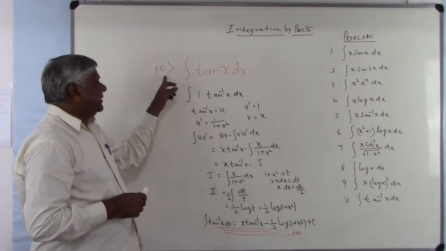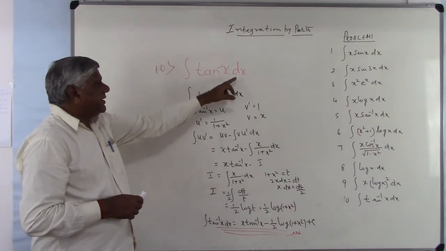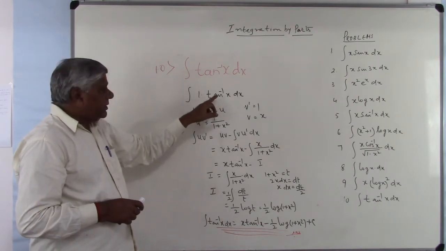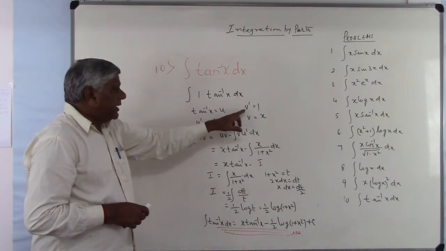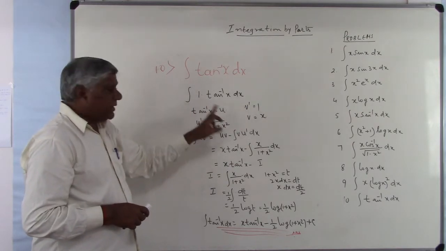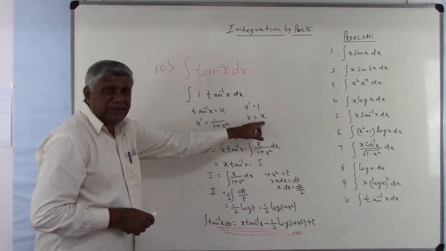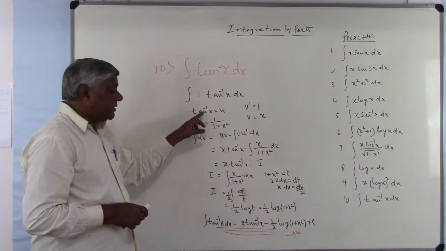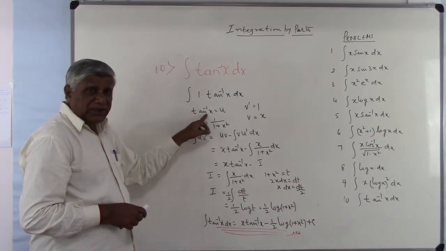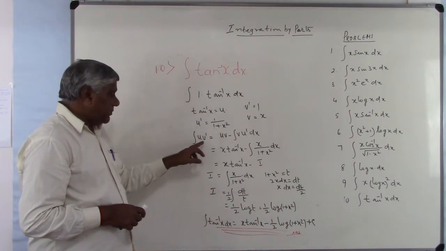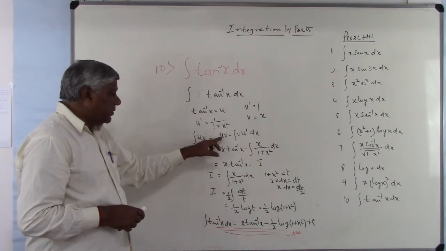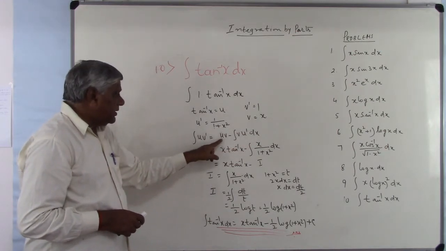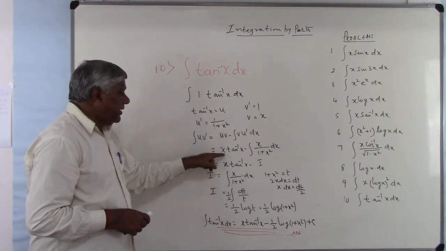Now we shall start with this 10th problem, integral tan inverse x dx. Now before algebra, inverse is coming. Therefore, we are taking tan inverse x as u and v dash as 1. Therefore, v is equal to integral of 1 into dx, which is x, and u dash is d of tan inverse x by dx. Differentiation of tan inverse x with respect to x is 1 over 1 plus x square. Therefore, integral uv dash is equal to uv minus integral vu dash dx. Therefore, u is tan inverse x, v is x.